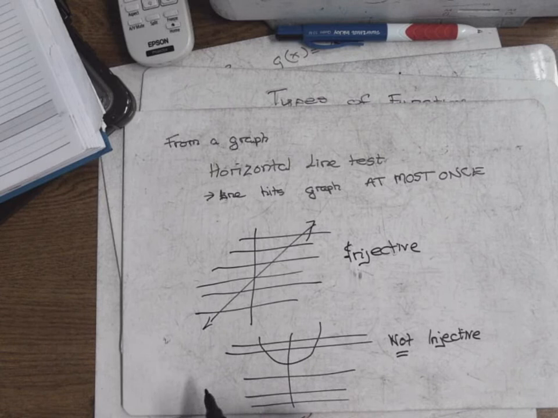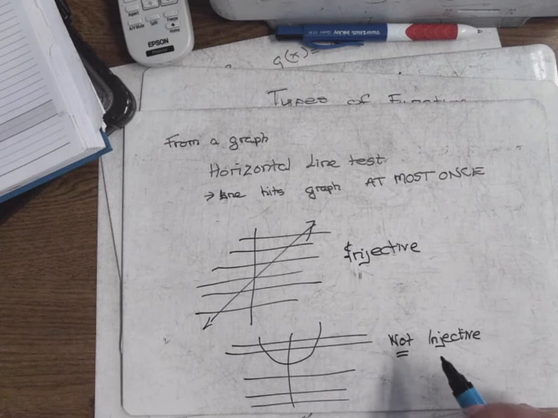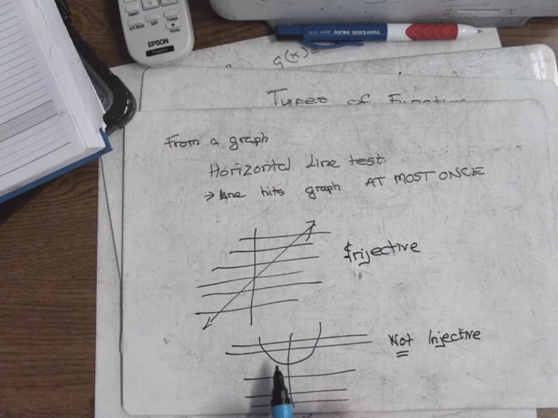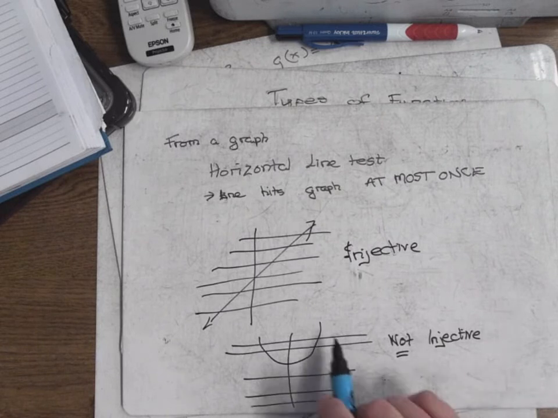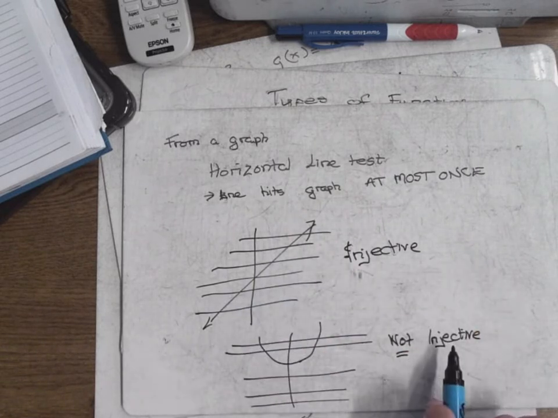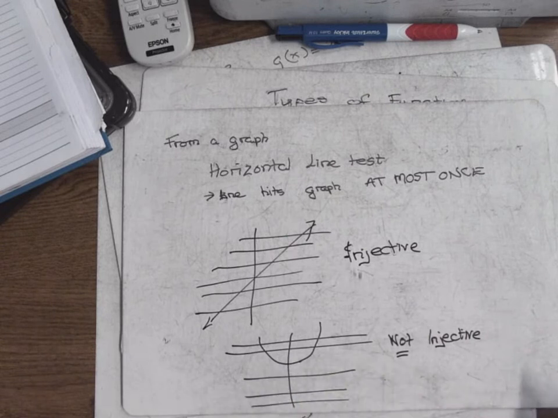So it doesn't matter where you draw the horizontal line, as long as it hits the graph at most once. At most means one or less, right? So if it hits it at most once, then it's injective. If it hits it more than once, it is not injective. So this one is injective, the line. This one is not injective because it hits it twice. Are we good?